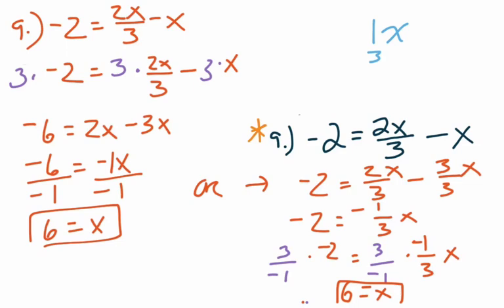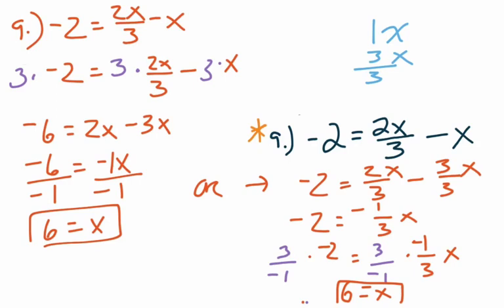Another way you can do it is recognize that this right here is a 1x, and then find a common denominator. Instead of 1x, we would use 3 over 3. 2 minus 3 right here is -1, so you end up with -1/3 x. Then you can multiply by the reciprocal, and it will also get you to x is equal to 6. So study those. It's possible that there are other ways to do that as well. I just took the time to do it two different ways, but you might have thought of something else.